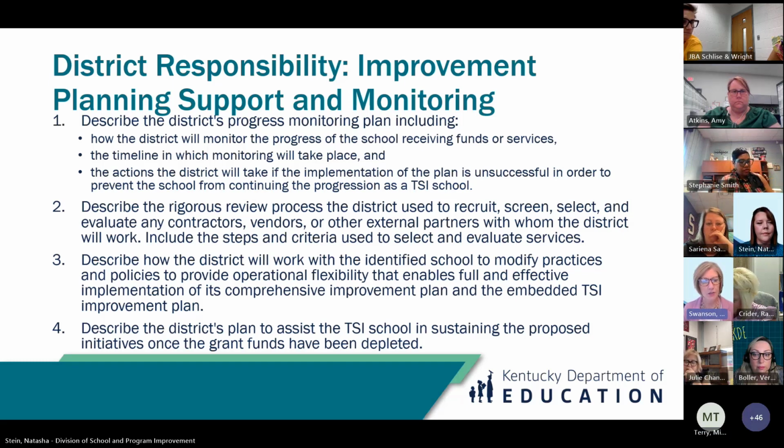And then number 4 asks you to describe the district's plan to really assist the TSI school in sustaining those proposed initiatives once the grant funds have been depleted. So you may have federal funds that you would be willing to look at once you see that this practice is effective. So be thinking about, what are you going to do to assist them in sustaining these as they move forward?